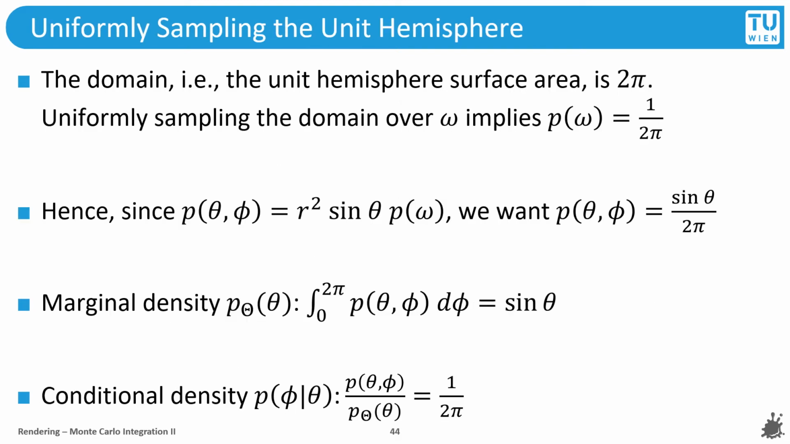The rest is now strictly by the book. We first find the volume of the domain, and we know the surface area of a unit hemisphere is 2 pi. So that means a uniform distribution over points on the unit hemisphere would need constant density 1 over 2 pi. We just saw how to convert a PDF for points on the hemisphere into a PDF for sampling in spherical coordinates. So we convert the PDF by multiplying with sine of theta. Then we find the marginal density for theta by integrating out phi. And we find the conditional density of phi given theta.